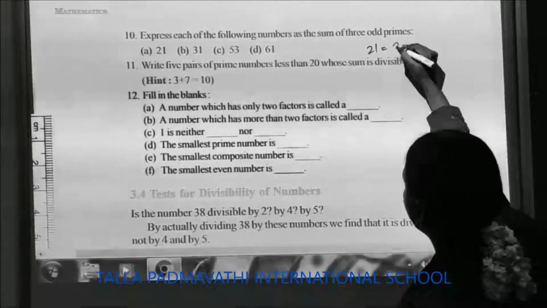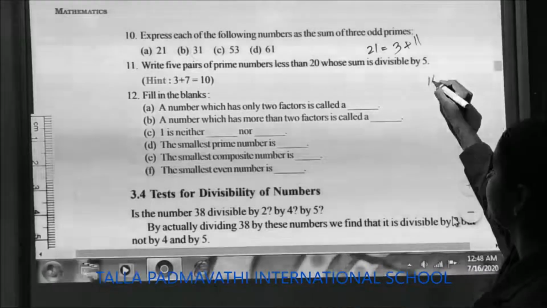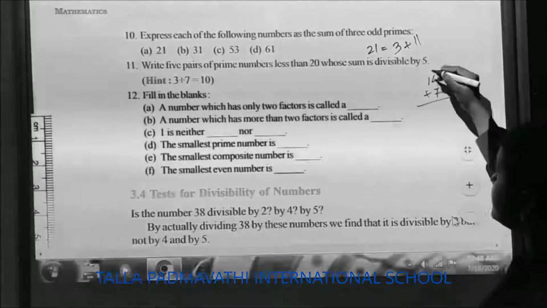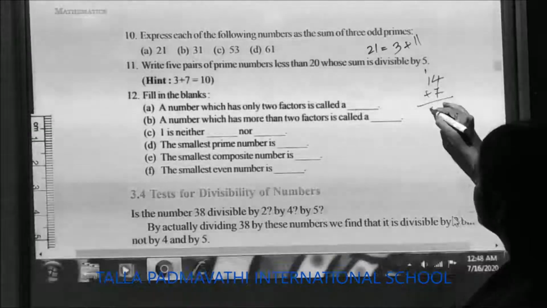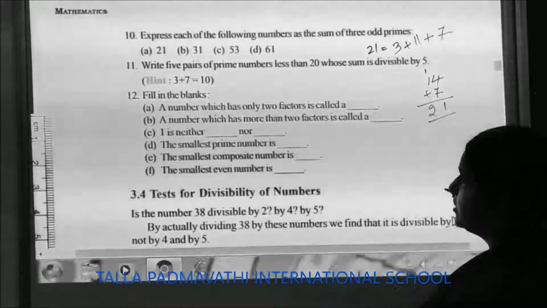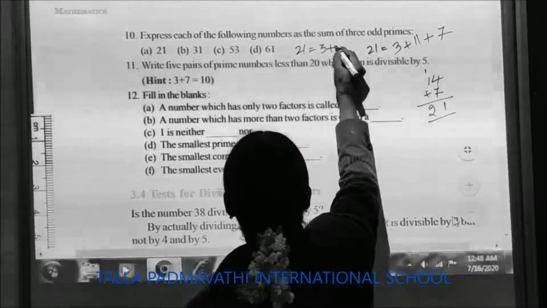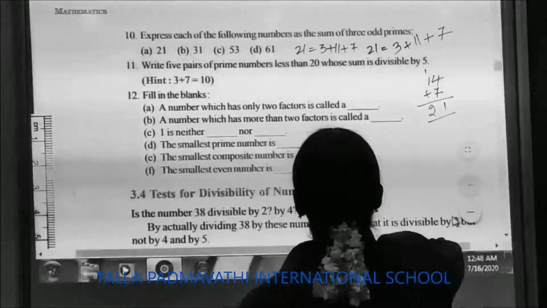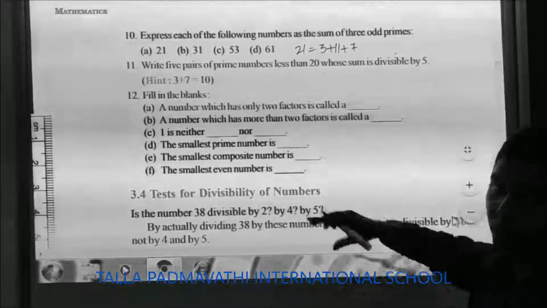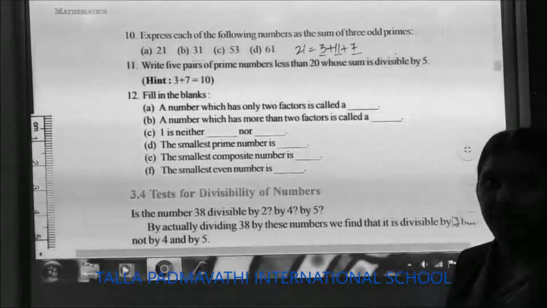Then we need to go for the other process. Suppose you take 3 here. 3 plus 11 is how much? 3 plus 11 is 14. So 14 plus 7 you do. Now you can give the answer. So 7 plus 4 is how much? That is 11. 1 plus 1 is 2. Now you got the answer. That is 3 plus 11 plus 7. So you can write 21 as 3 plus 11 plus 7. So we have expressed 21 as the sum of 3 odd primes.